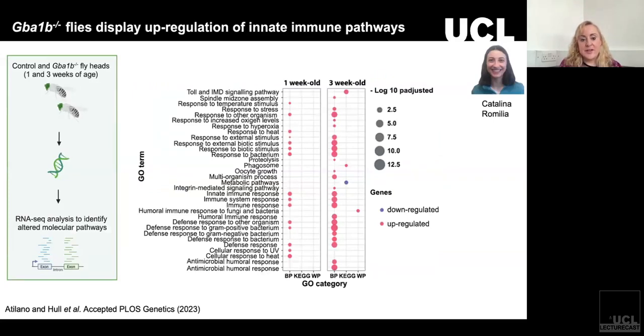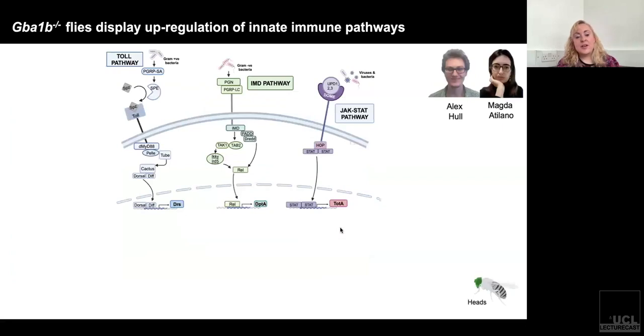So in order to further study these flies, we then performed bulk RNA sequencing on the heads of GBA knockout and control flies, and we did this at 1 and 3 weeks of age. And gene ontology analysis revealed that there was gene enrichment and upregulation of genes that are linked to molecular pathways and biological processes mapping to innate immune signaling, particularly at 3 weeks of age. And so then we turned our attention to the immune system of GBA knockout flies.